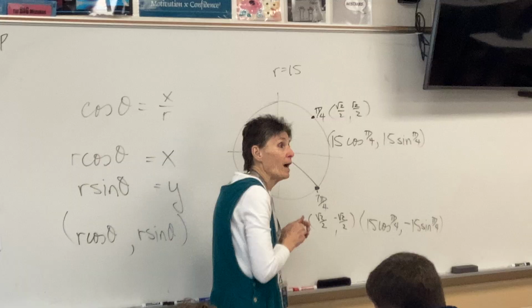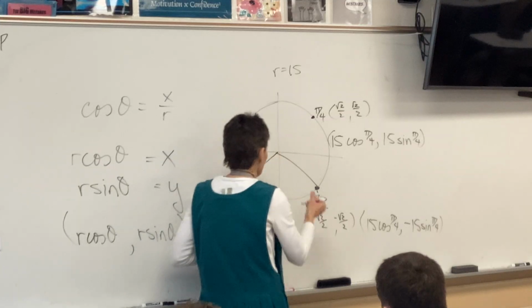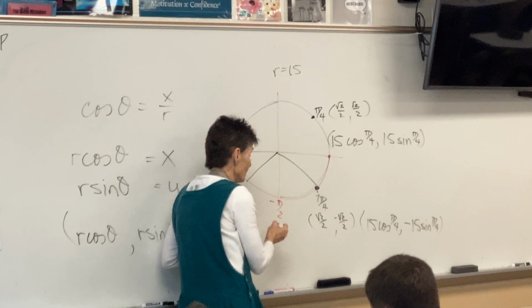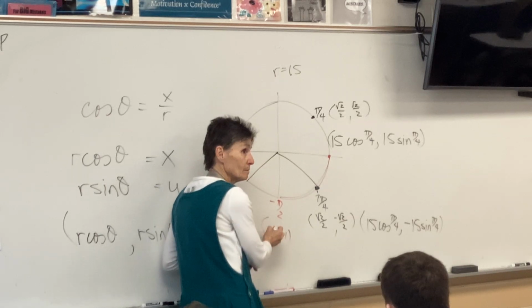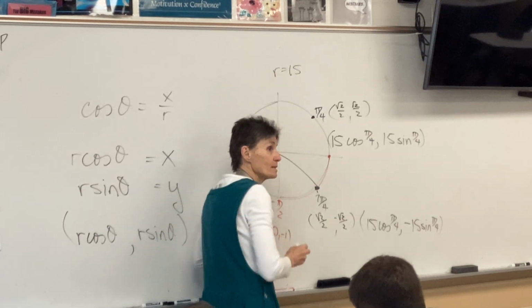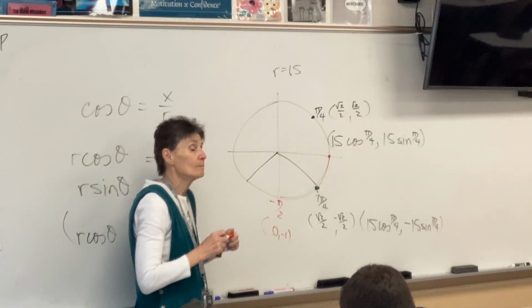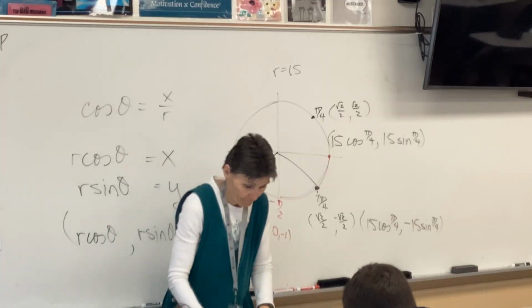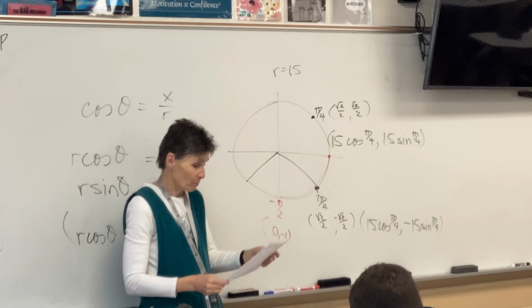Yeah, remember how negative angles work? Negative angles go this way, so negative pi over 2 is right here. That's the point 0, negative 1. So cosine is 0, sine is negative 1. Thank you for looking at all the problems.